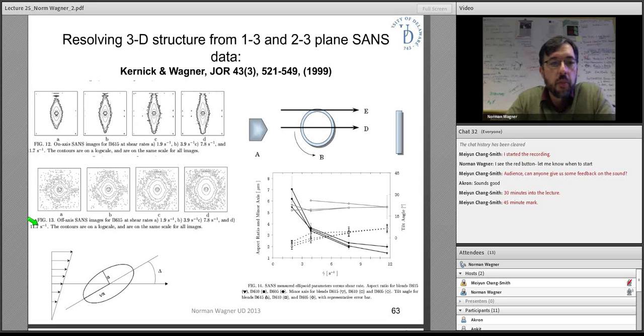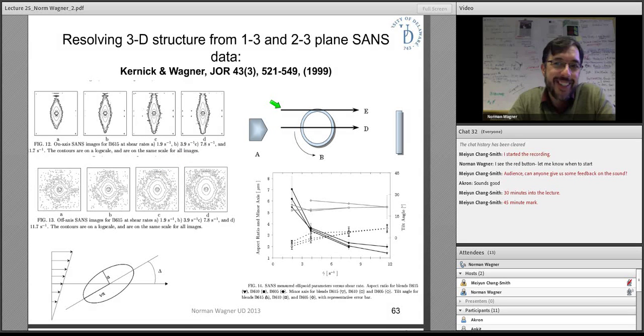So this is some work done with the traditional kind of shear cell, not the 1,2 cell. And you can see highly anisotropic patterns here at different shear rates, with increasing shear rates, for a blend of two polymers in which we have contrast between them. And you can do the on-axis pattern, which is shown here, this type of geometry. You can do the off-axis pattern, or the tangential, which is going down the shear gradient direction.